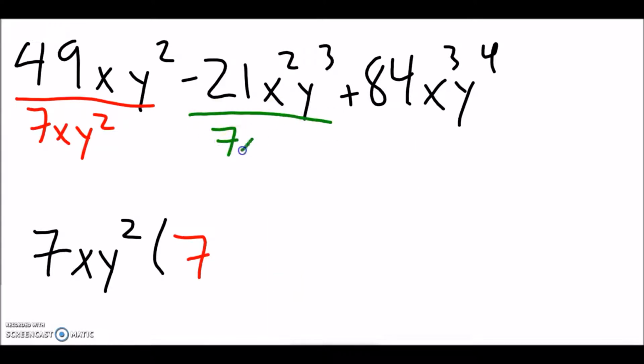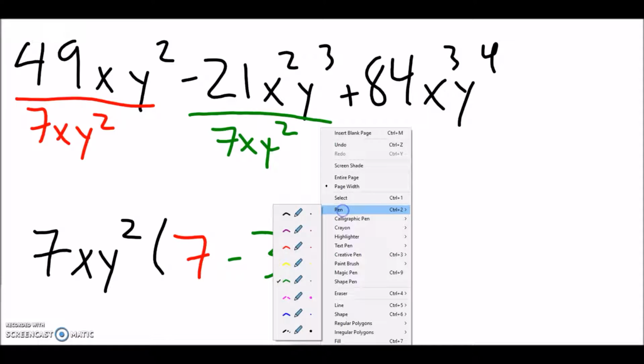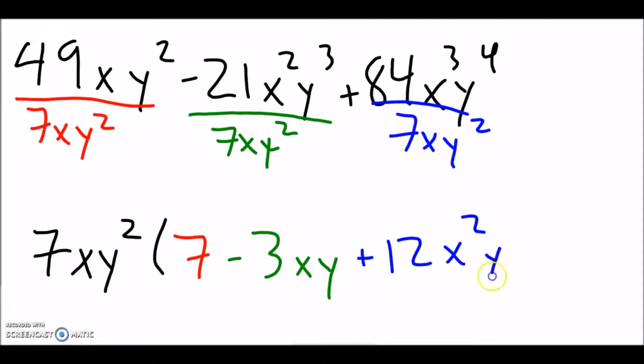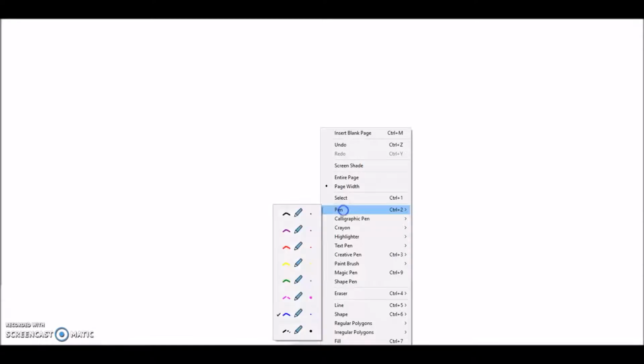Divide by 7xy squared, and that gives me negative 3xy. Divide by our GCF, 7xy squared, and that gives me 12x squared y squared. And there you have it, factoring by GCF.